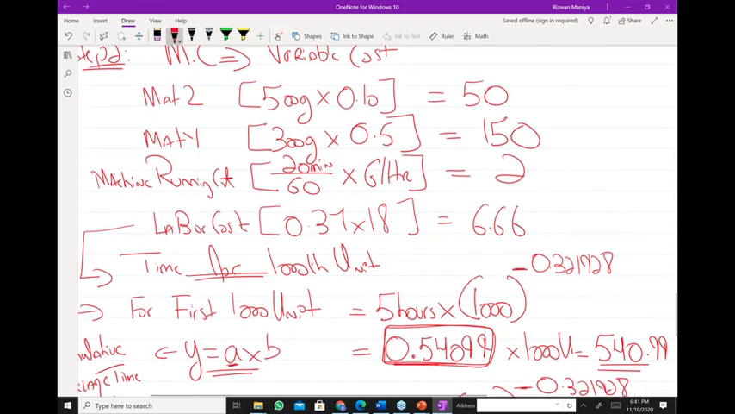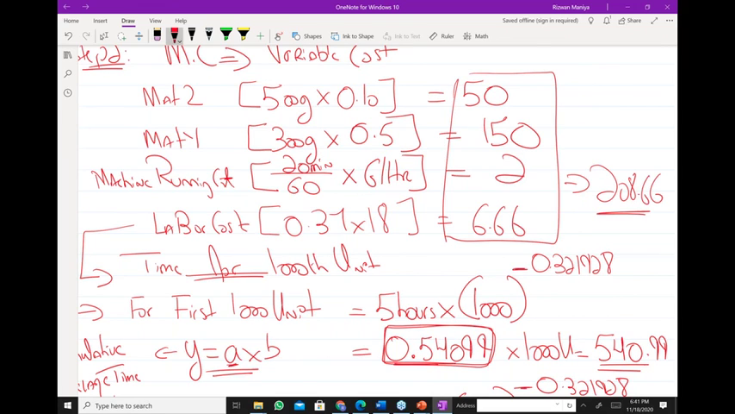And if you add all, you will get the marginal cost. And let's see what the marginal cost is. 50 plus 150 plus 2 plus 6.66. And that is 208.66. So step number 2 performed. Getting the point, guys?